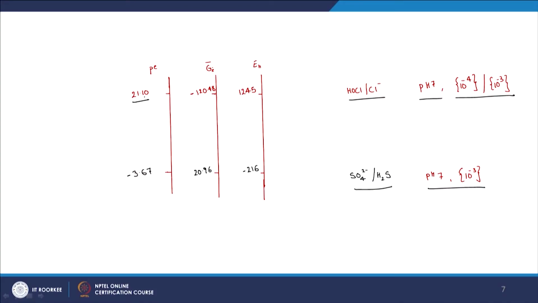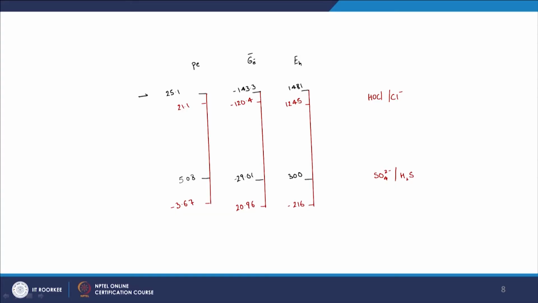So here we have 21.1, and once we have the PE value, you know that you can calculate the molar Gibbs energy of the electron, and how you can relate that to the redox potential. And same case here, we are able to calculate the PE value, molar Gibbs energy, and again the redox potential. So let us try to understand this in terms of what we had earlier, as in the standard conditions. So these were the standard conditions, and these were the non-standard conditions of pH 7 and 10 power minus 3 and 10 power minus 4 concentration. Again, standard conditions to non-standard conditions.